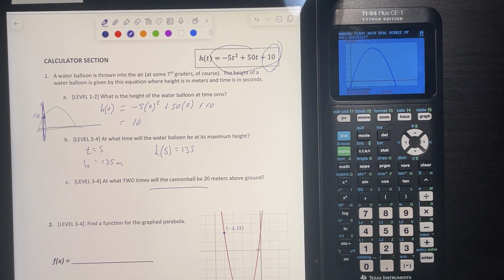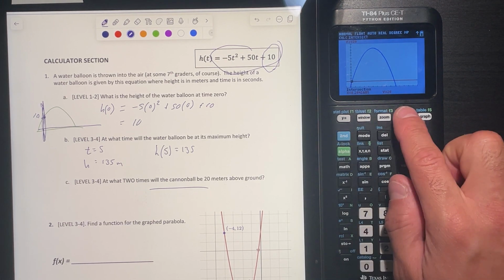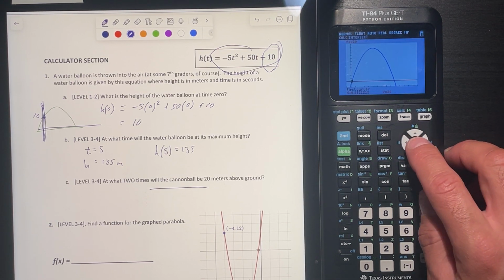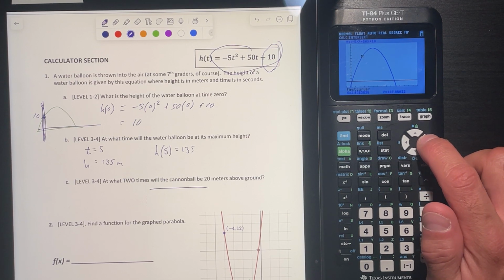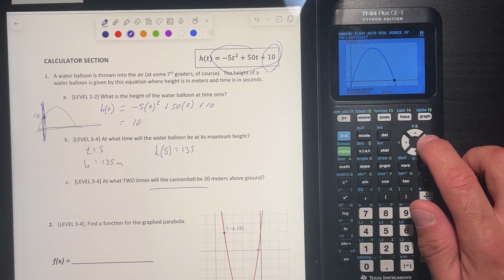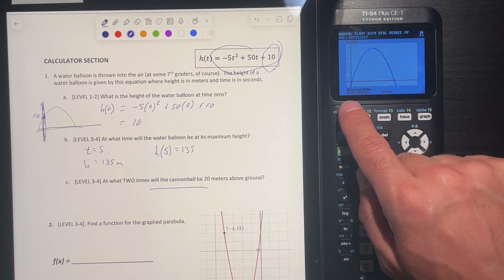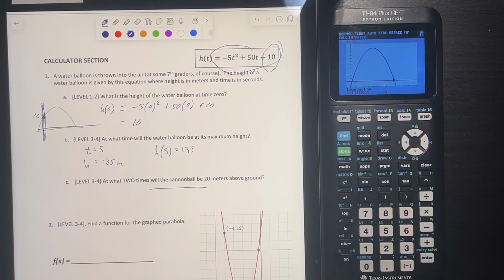And the other one is going to happen on the other intersection, which will happen over here. So we have to say second calculate, intersect, and it'll say first curve. We can do it again. Oops. Drag it up and over. So we're looking for this other point over here. First curve, yep. Okay, now we're on the red curve. Get close, yep. Guess, hit enter again. So the other one is at 9.79 seconds. So those are our 2 times that the cannonball will be at 20 meters above the ground.